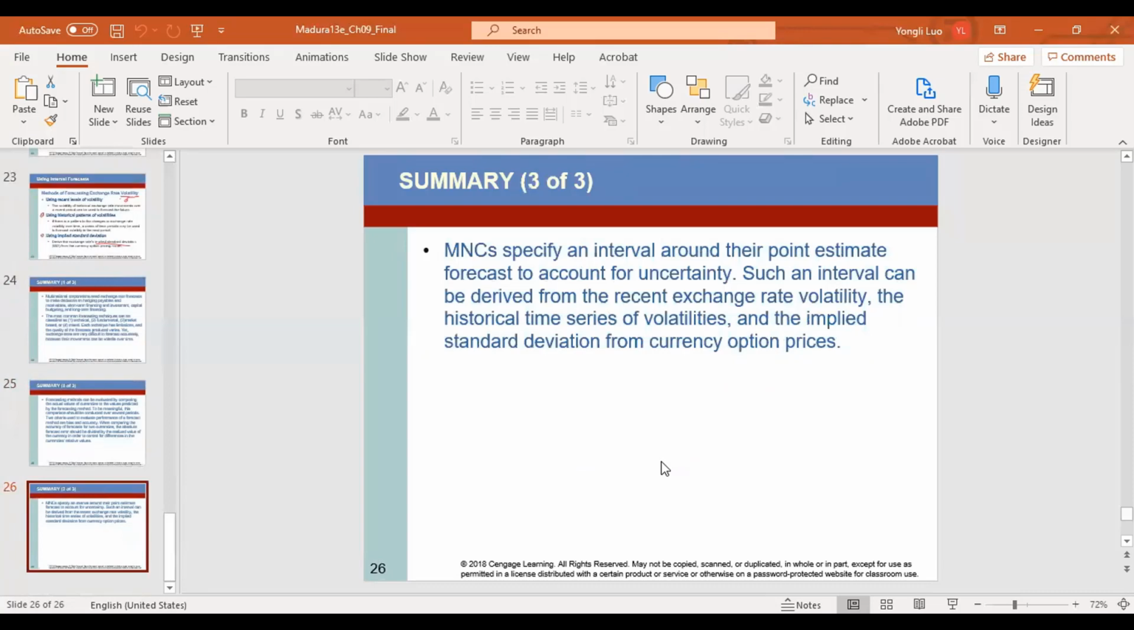MNCs specify an interval around their point estimate forecast to account for uncertainty. Such an interval can be derived from recent exchange rate volatility, the historical time series of volatility, and the implied standard deviation from currency option prices.